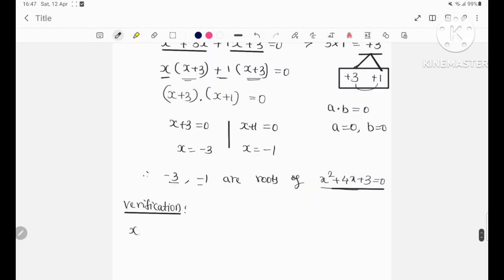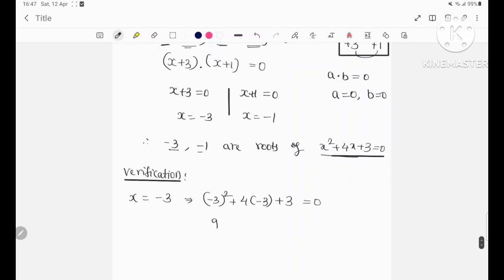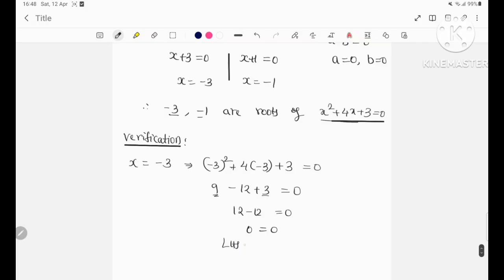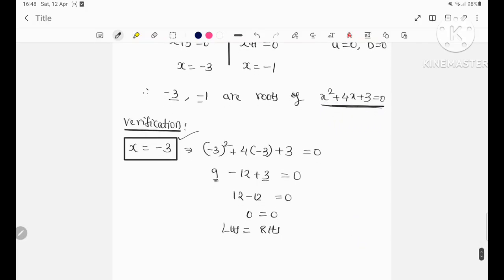So first I am taking x equal to minus 3. I am substituting here: minus 3 whole square plus 4 into minus 3 plus 3 equal to 0. So minus 3 whole square is 9, plus 4 into minus 3 is minus 12, plus 3 equal to 0. So 9 plus 3 equals 12, 12 minus 12 is 0. So 0 equal to 0. Here we got LHS equal to RHS. So minus 3 is a root of the given quadratic equation.